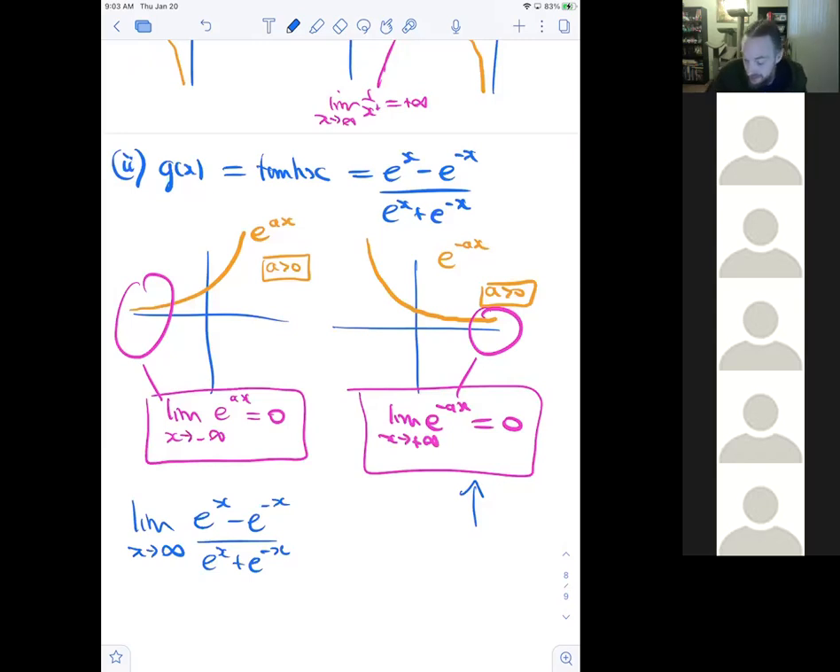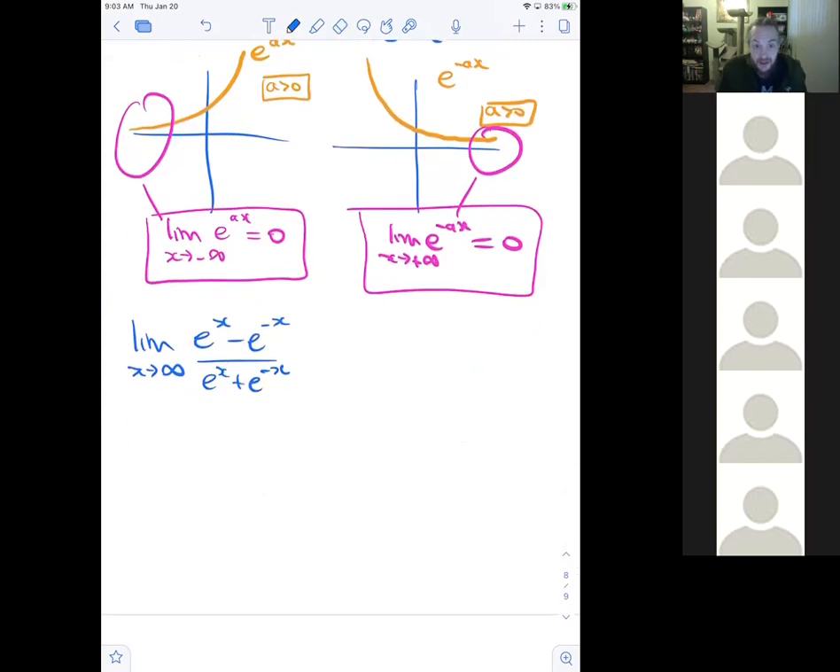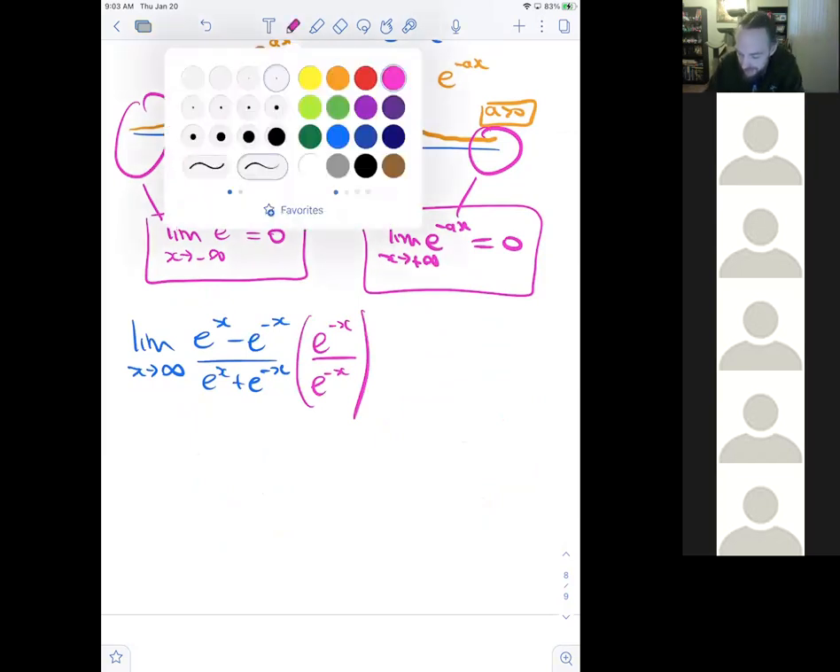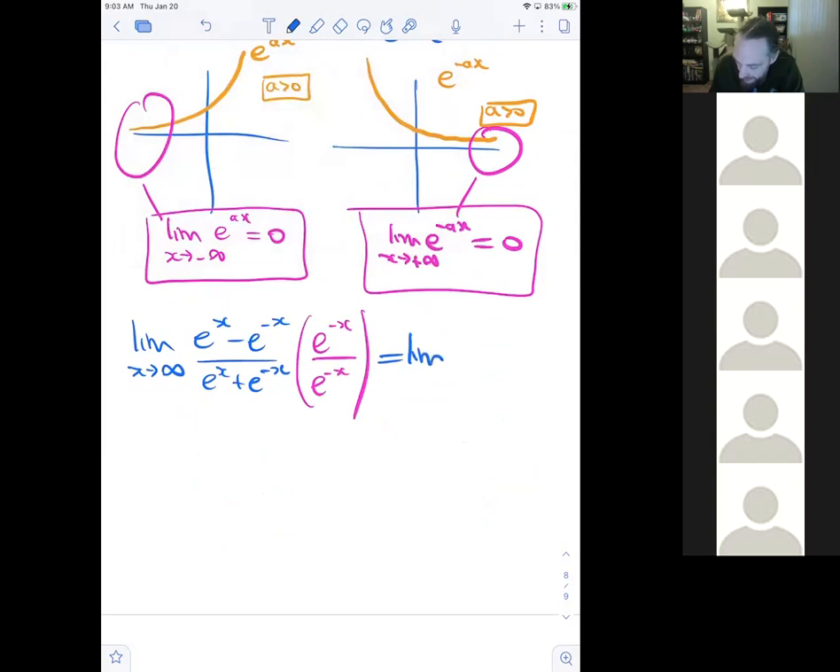So the way to do that is I multiply the top and the bottom by the largest power of e to the x. I want to multiply by the opposite. So here I'm going to multiply by e to the negative x over e to the negative x. Why? Because it will get rid of the positive e's. Now distribute that in there. This will give me the limit as x approaches positive infinity of 1 minus e to the negative 2x over 1 plus e to the negative 2x. I just distributed it and used exponent laws.